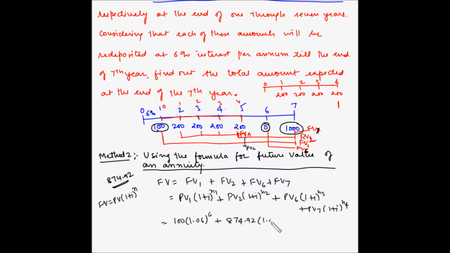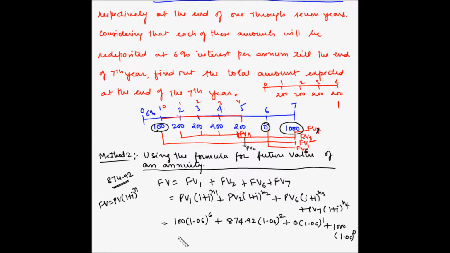PV2 is FVA, which is 874.92, into bracket 1.06, and N2, now this amount FVA is going to be compounded for 1 and 2, so 2 years. PV6 is 0 into 1.06, and this is going to be compounded for 1 year, plus PV7 is 1000 into bracket 1.06 to the power n4. Now this is not going to be compounded for any tenure because this is also being received at the end of the 7th year. So this n4 becomes 0.